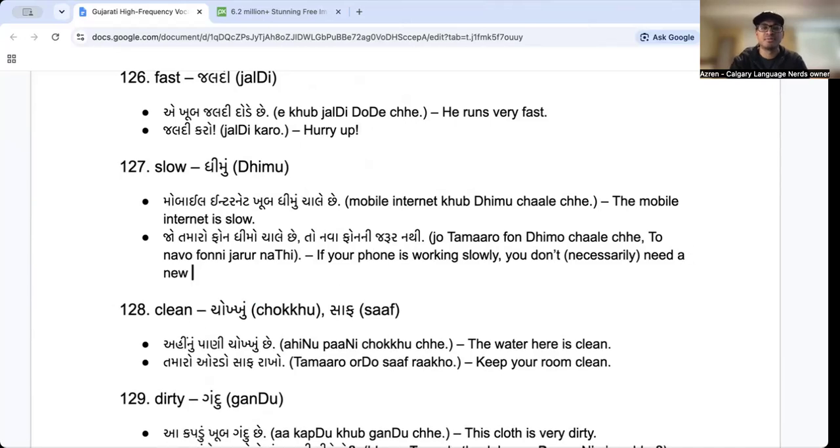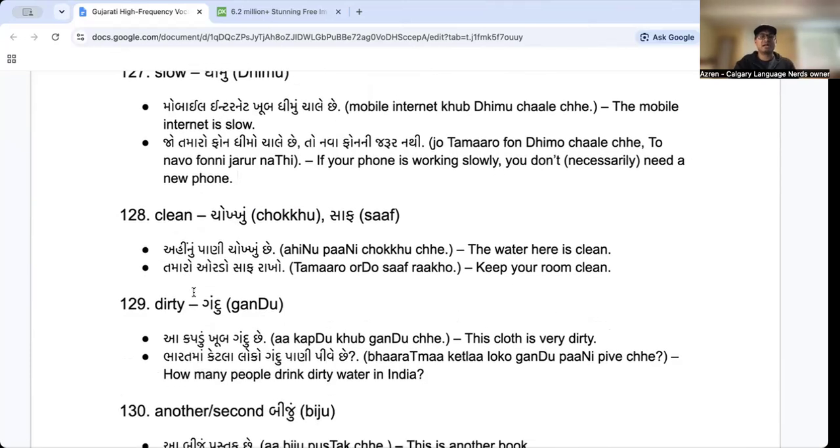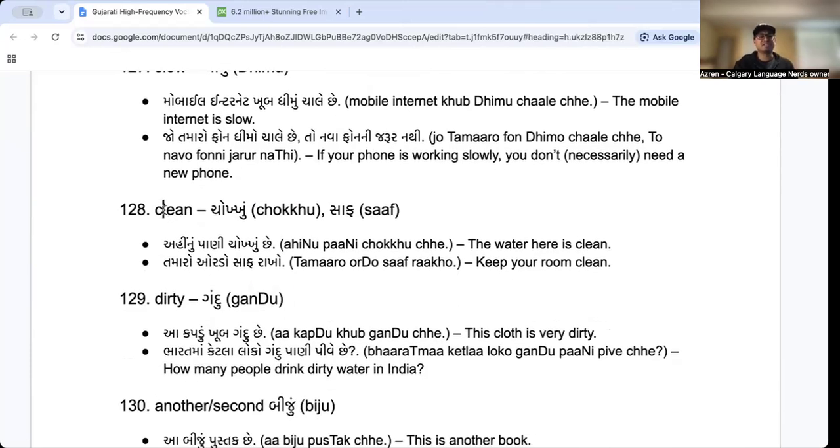Okay. Clean, and this is not a verb, but just literally if something is clean, choku or saf, they're pretty much the same. Choku has more of a pure context, like it almost means pure or spotless, whereas saf literally just means clean.